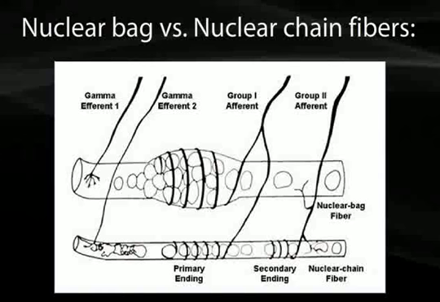The majority of them are nuclear chain fibers, and there are some slight differences in the way that they are innervated. The type 1A afferents innervate both nuclear bag and nuclear chain fibers, whereas the type 2 afferents primarily only innervate the nuclear chain fibers. Both sets of fibers receive gamma innervation.